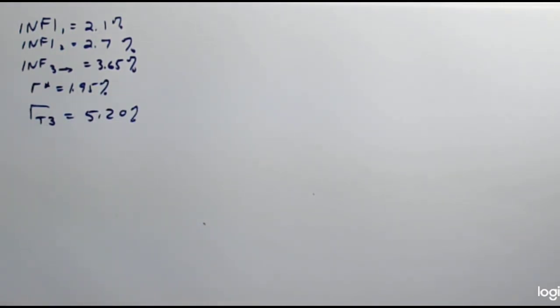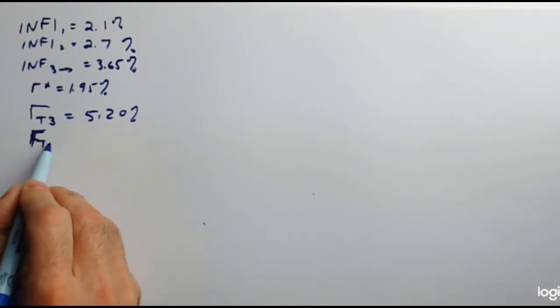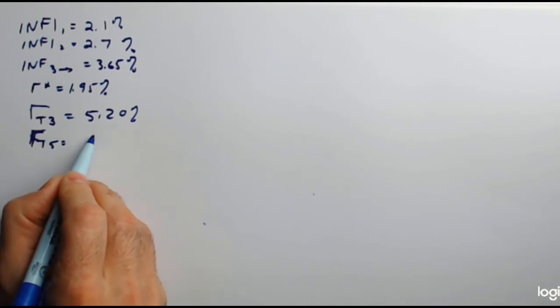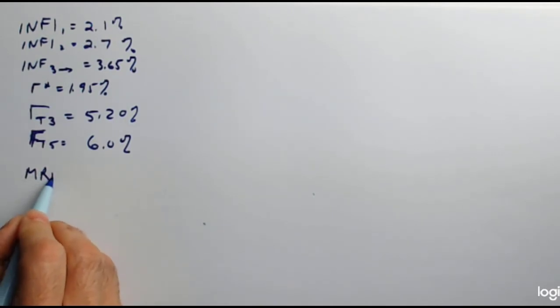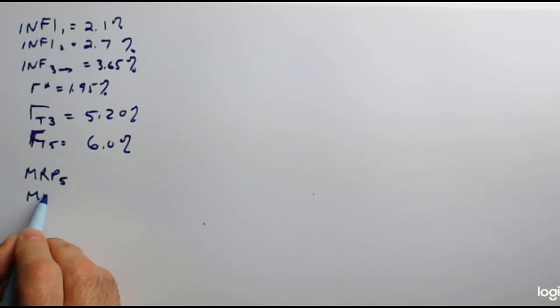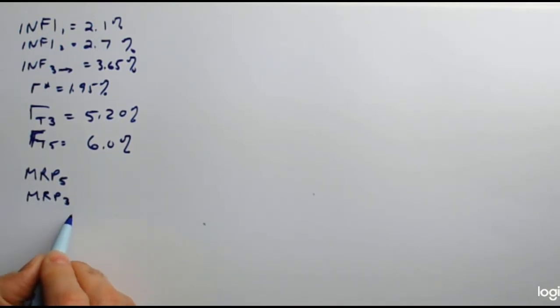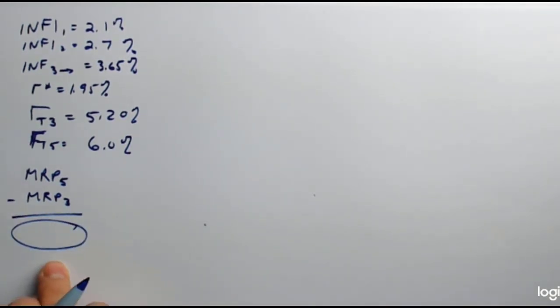And a 5-year Treasury security will yield, RT5, yields 6%. What is the difference between the maturity risk premiums on the two securities? And so we'll have maturity risk premium 5, right? And then we'll have maturity risk premium 3. And it's asking what is the difference between these two? That's what we want to solve for, that difference.